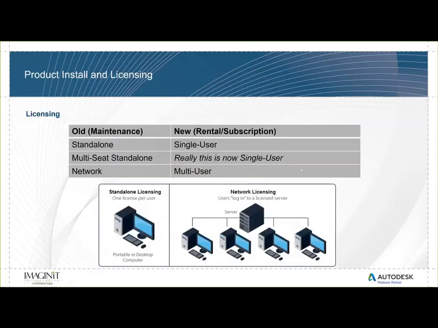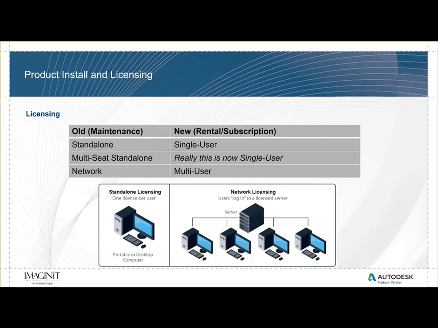But I want to take a step back and talk about these naming conventions that we've had, old versus new. We have what we call standalone. That's been around forever. That's a single user license. And the new functionality, where it's a new seat, rental or subscription, is called single user. In the older days, we also had what we would call a multi-seat standalone. What we used to do back in the old days is, I've got 50 different licenses with 50 different serial numbers because they're all standalone.